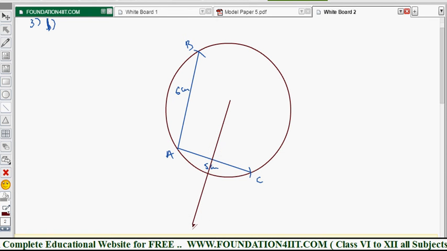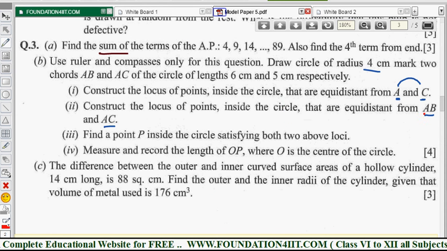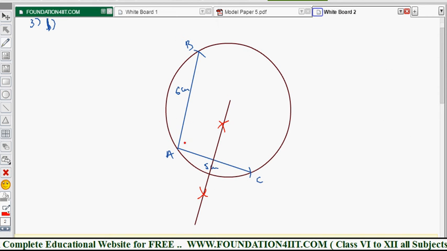So perpendicular bisecting. Taking more than half, we can draw two arcs, above and below, and then if you join them, that is bisecting. AC we should bisect. And one more is AB and AC. So AB and AC means A is the angle we should bisect. What angle should we bisect now?